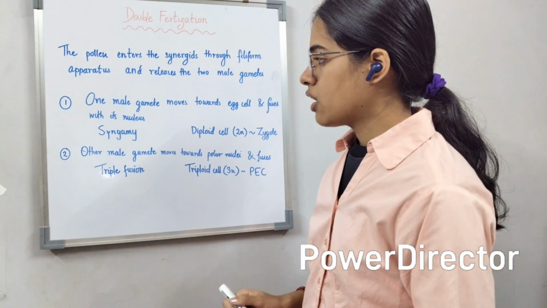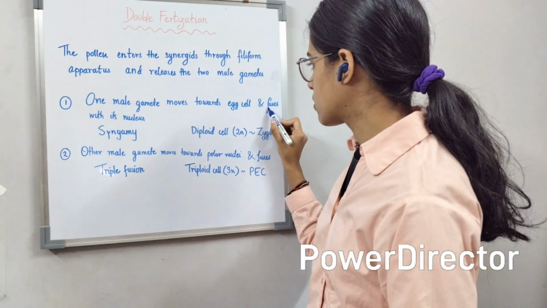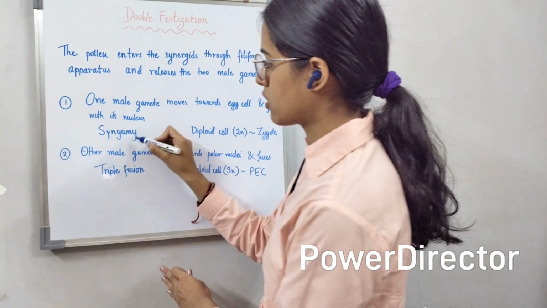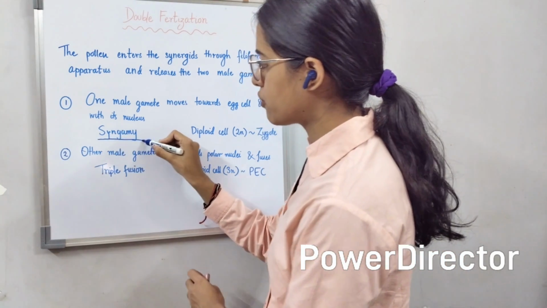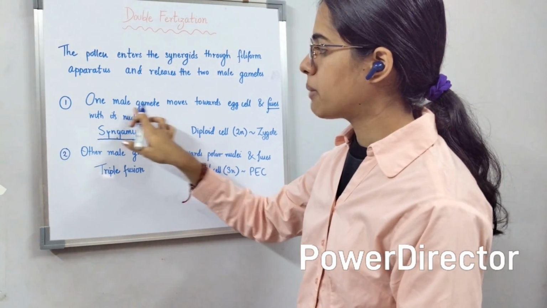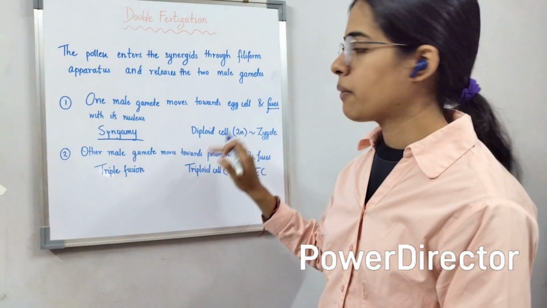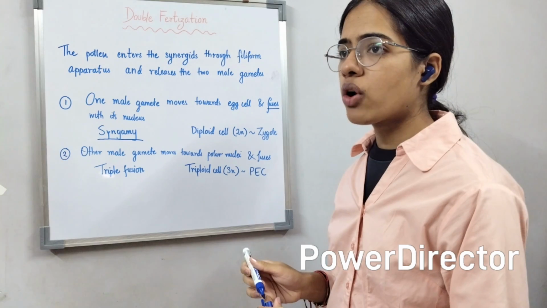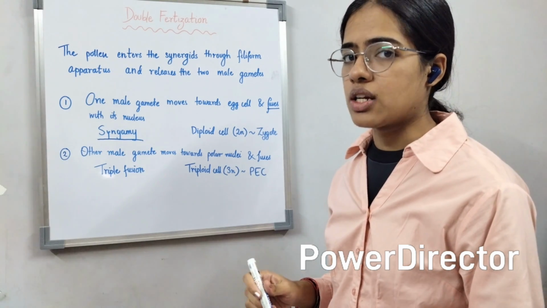So here, the process of fusion, this fusion is called syngamy. This is the term for the fusion which takes place between the male gamete and the egg cell. Syngamy leads to the formation of a diploid cell. Diploid cell means it has two DNA structures.